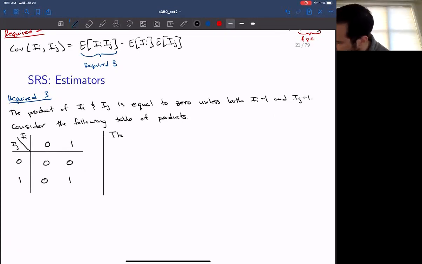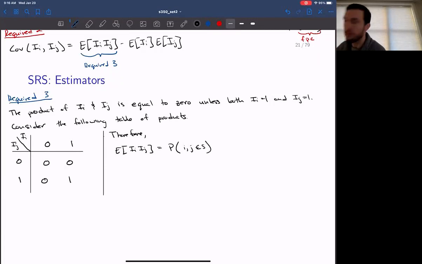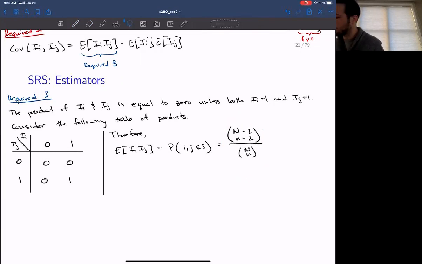So therefore, the expected value of I subscript i times I subscript j is equal to the probability i, j are both in the sample, which is equal to N minus 2 choose n minus 2, divided by capital N choose little n, right?